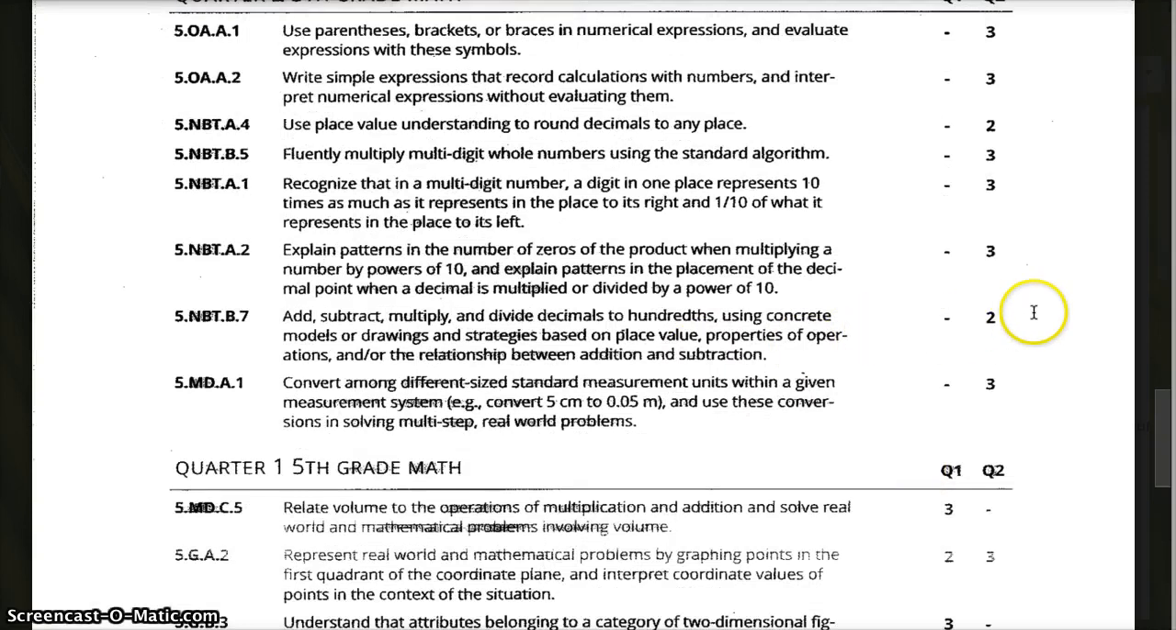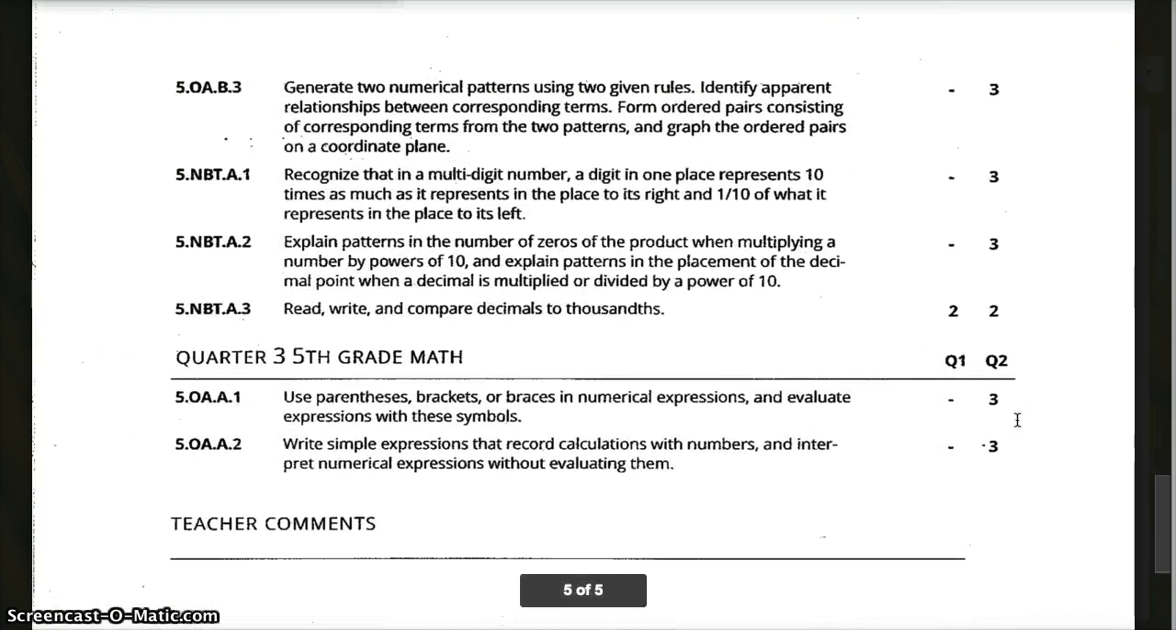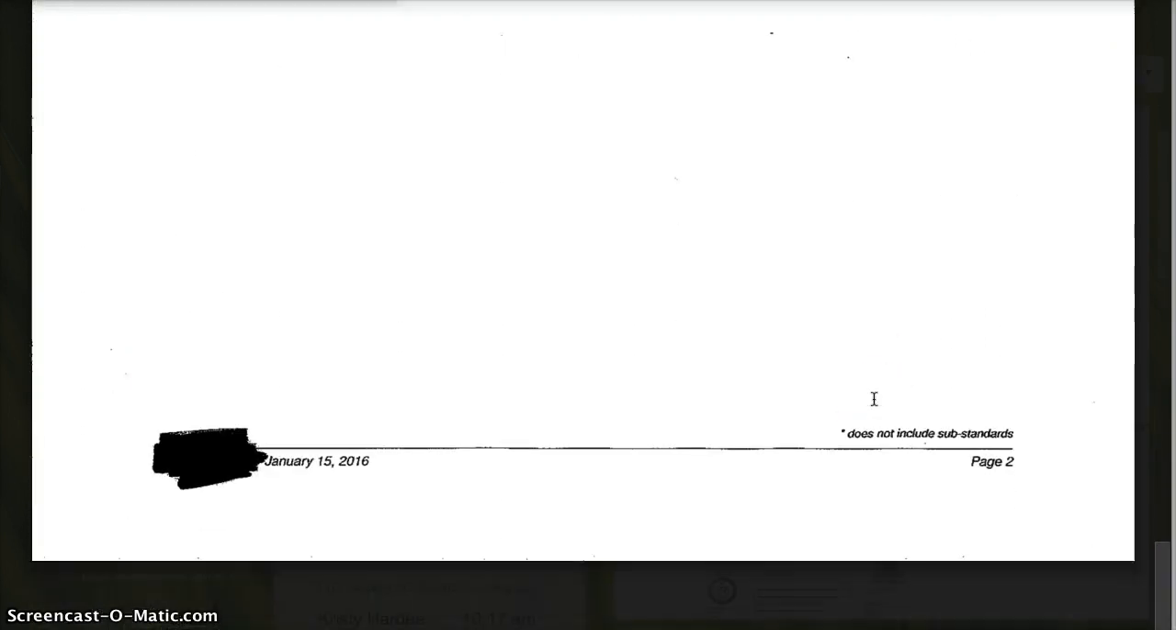Adding, subtracting, multiplying, and dividing decimals is another area. So this is a good snapshot view, being able to see what your student knows. If it has a dash like this one, that means that that standard simply wasn't assessed in this quarter. So you can see it was assessed in first quarter and the student earned a 3, and in second quarter it's just left blank. That doesn't mean your student didn't earn a score or anything. We didn't teach it this quarter. Okay, so it goes down, that's all math.